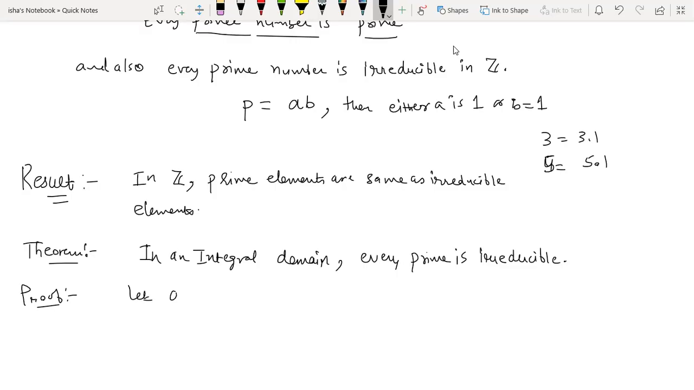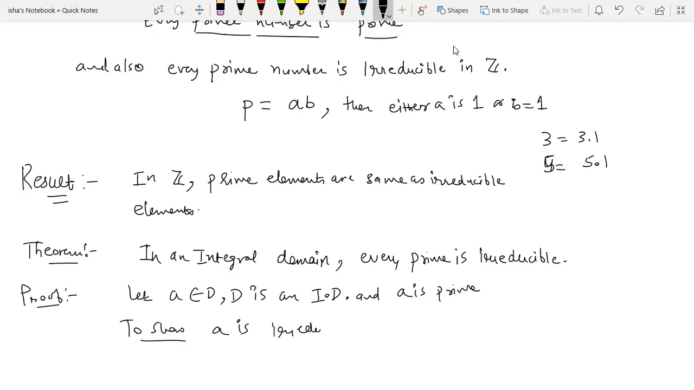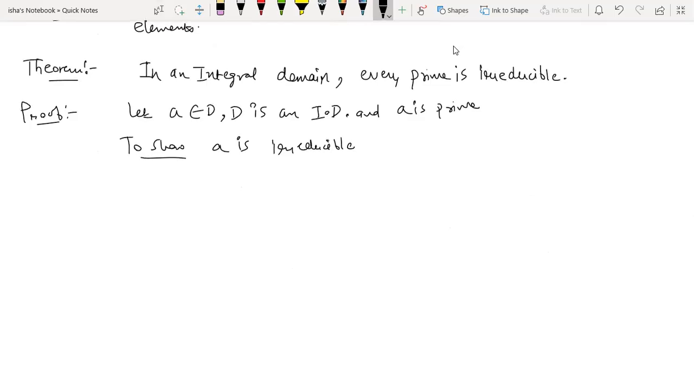So let a belong to D, where D is an integral domain, and suppose a is prime. What do you want to show? That a is irreducible. So how will you show a is irreducible? Suppose that you can write a as b into c. If you want to show a is irreducible, we must show either b or c is a unit, right?